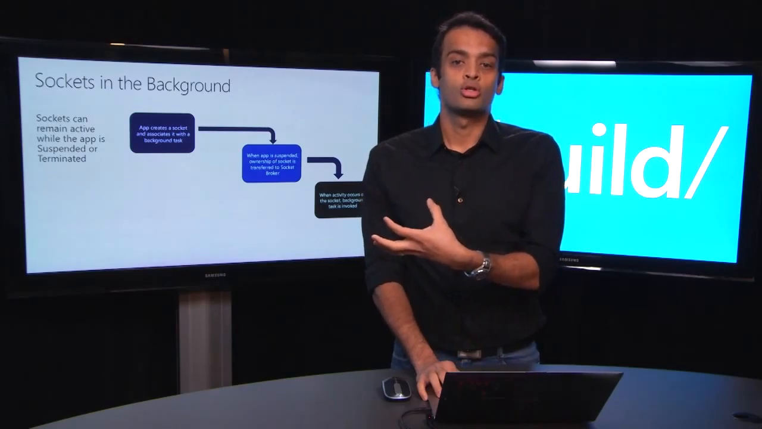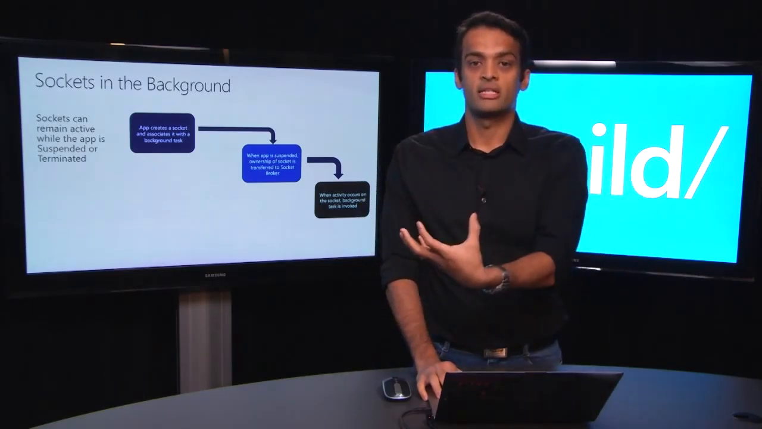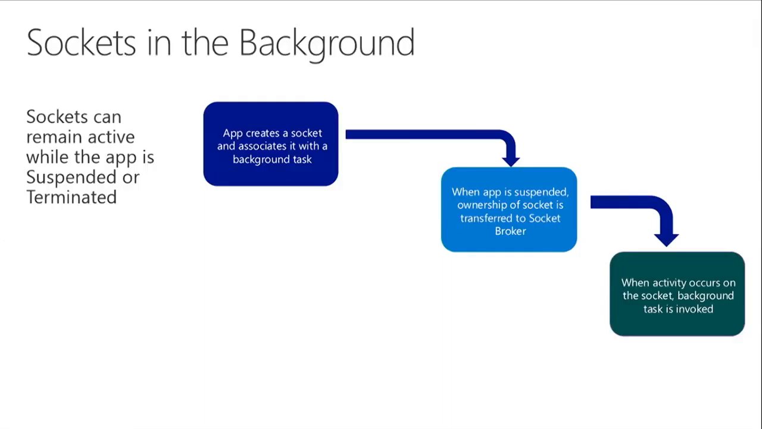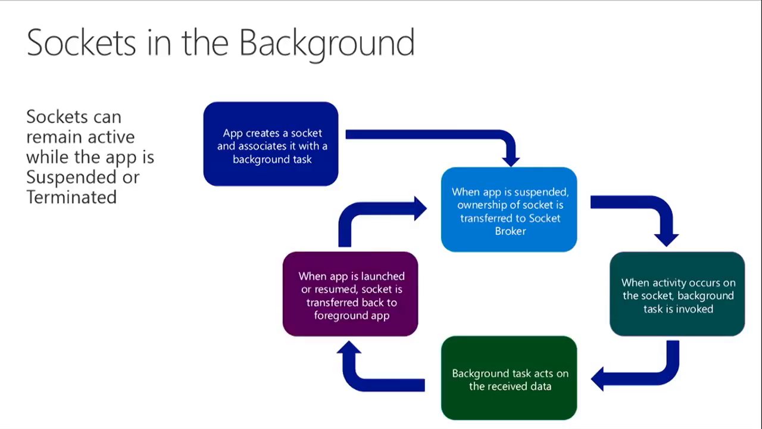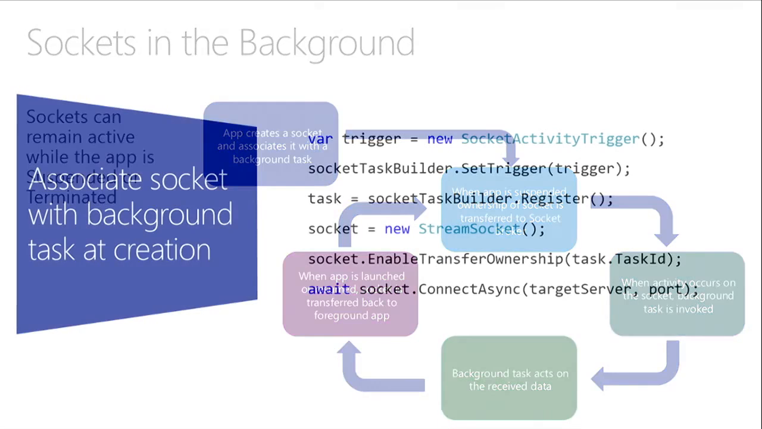Now when there is activity on your socket, for example, it gets closed or it gets an incoming message, the socket broker detects that and it will launch the task that you had associated with the socket. The task can now access the socket, get ownership back, do stuff on the socket, and then return the ownership to the broker. Finally, when your foreground app is launched again or it resumes, you can get the ownership of the socket back and use it just like you were earlier. And the really cool part is when you get the ownership of the socket back, the data is still on the socket and the socket is still connected. So let's look at some code samples.